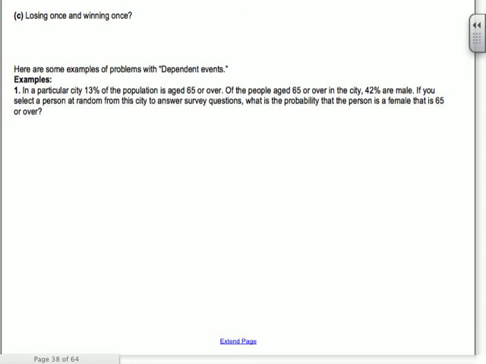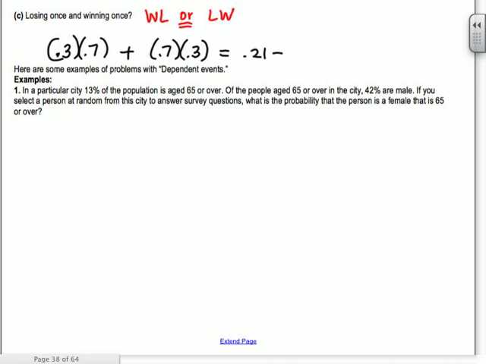All right, so losing once and winning once. This one's harder. If you're going to lose once and win once, that means you could win and then lose, or you could lose and then win. So be careful with this one. So if you win and then lose, that means you'd have 0.3 times 0.7. If you lose and then win, you're going to have 0.7 times 0.3. Both of them give me 0.21. What do I do with those two 0.21s? Yeah, you add them. So 0.21 plus 0.21 is 0.42. That's your answer.